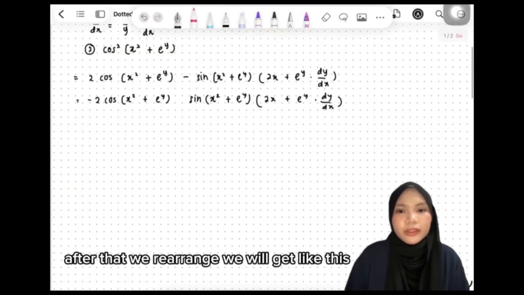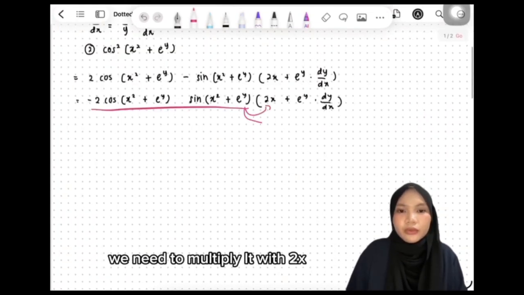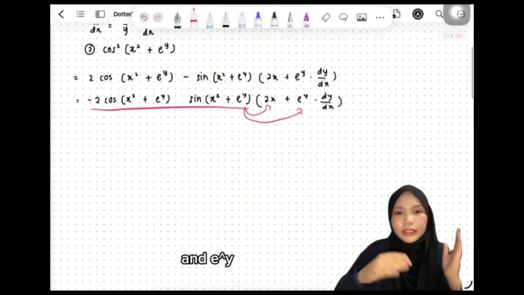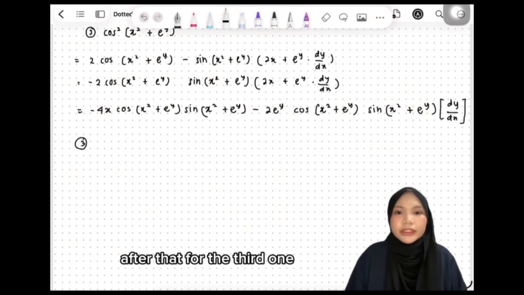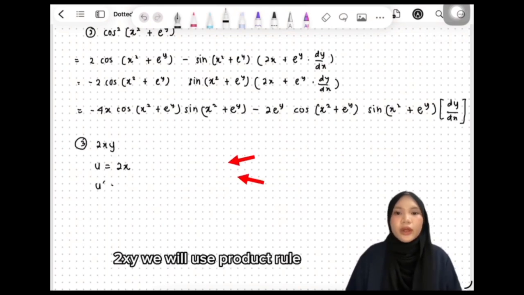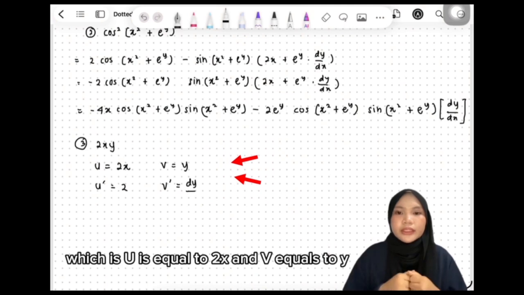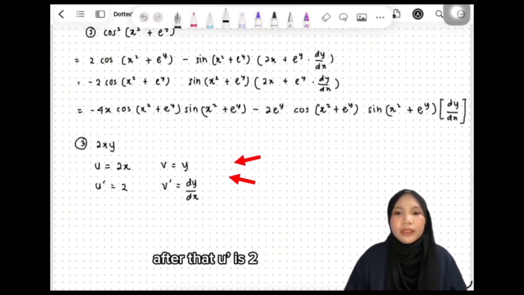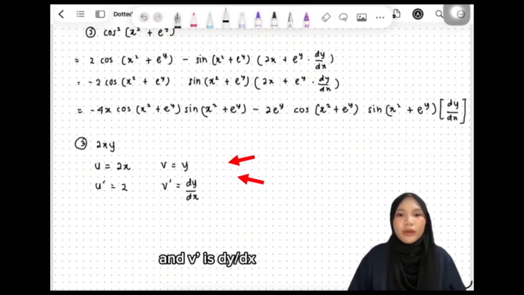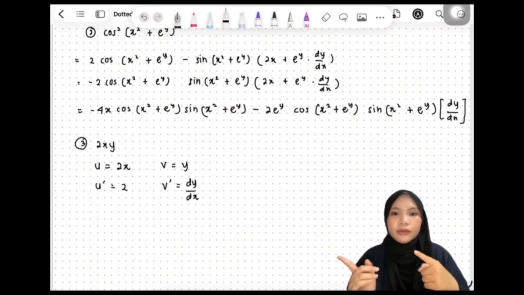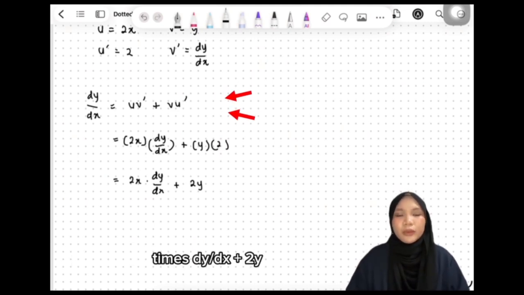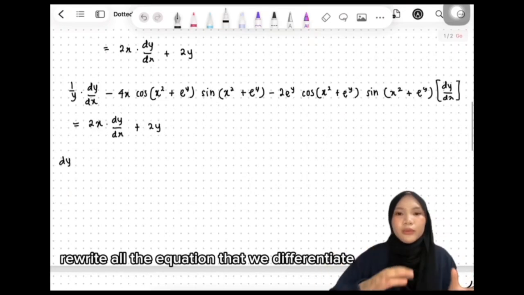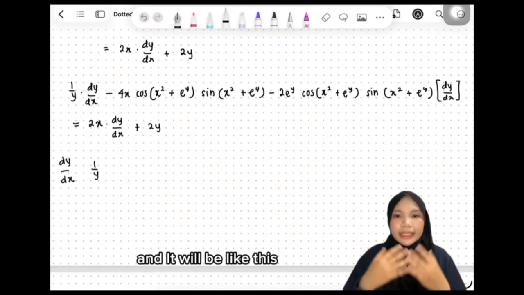After that, we rearrange, and we will get like this. This equation, we need to multiply it with 2x and e to the power of y. The answer will be like this. After that, for the third one, 2xy, we will use the product rule, where u is equal to 2x and v equals y. Then u prime is 2 and v prime is dy over dx. We substitute into the product rule equation, and we get 2x times dy over dx plus 2y. After that, we rewrite all the equations that we differentiated, and it will be like this.